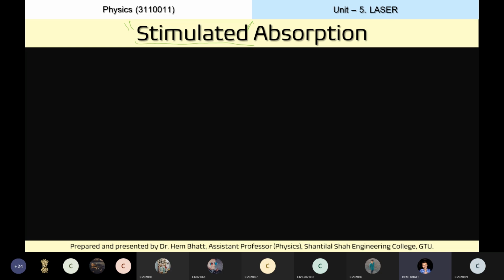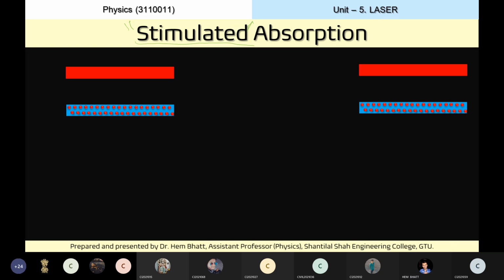When you are putting in some effort to make some process possible, it is called stimulated process. So consider two situations. In both conditions, the ground state is completely occupied.